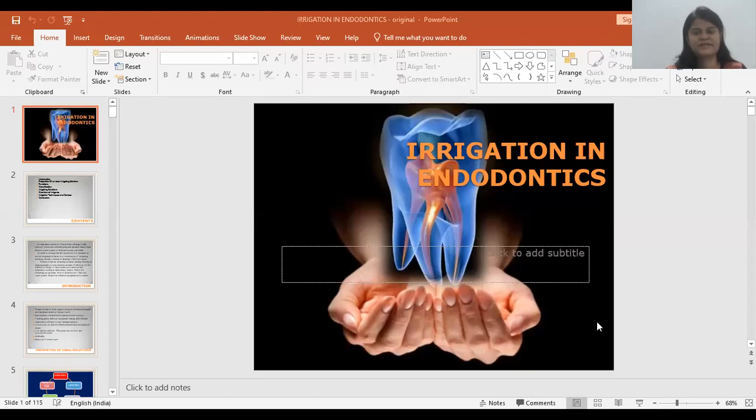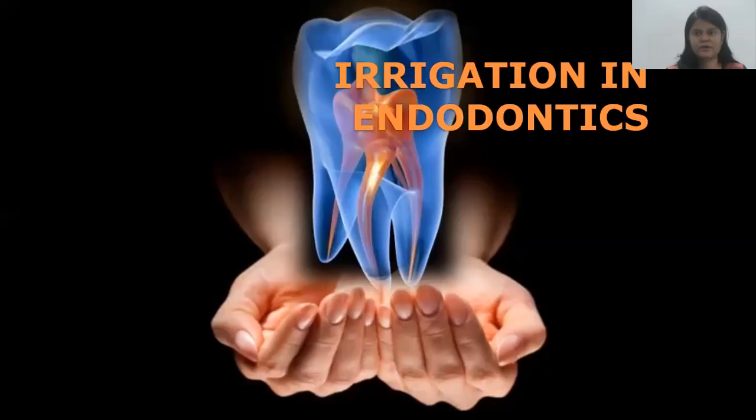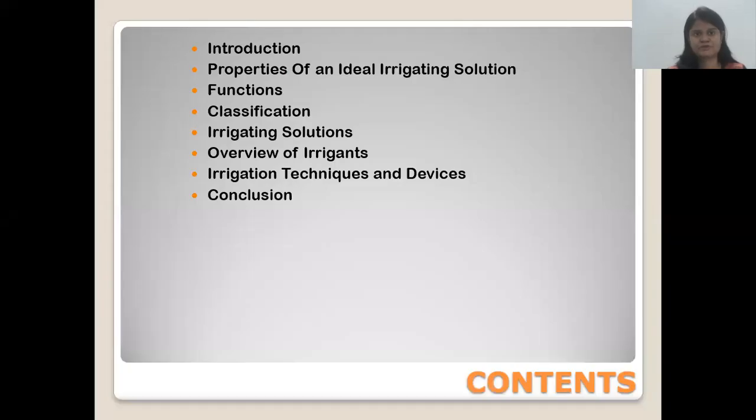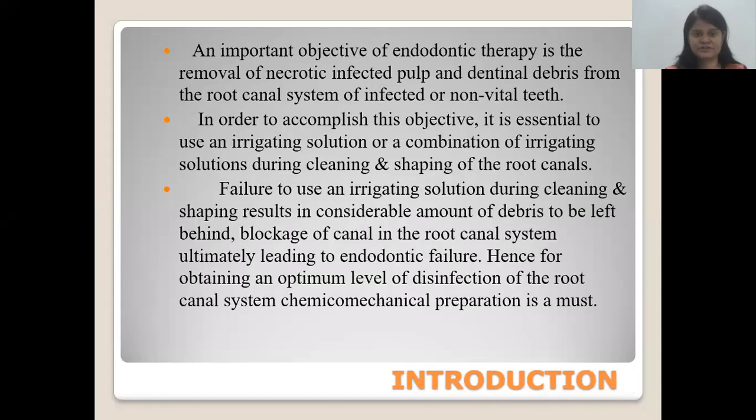Today's topic is irrigation in endodontics. So irrigation is one of the important parts of root canal treatment. So we will see what the different irrigation materials and irrigation techniques available to improve our root canal treatment are. From the first one, introduction of the topic, then the properties of an ideal irrigating solution, then the functions of an irrigant, then classification, then different irrigating solutions, overview of irrigants, and a variety of techniques and devices used for irrigation.